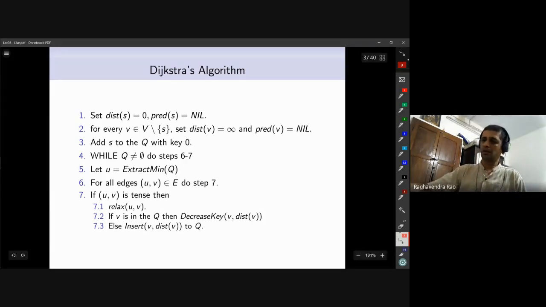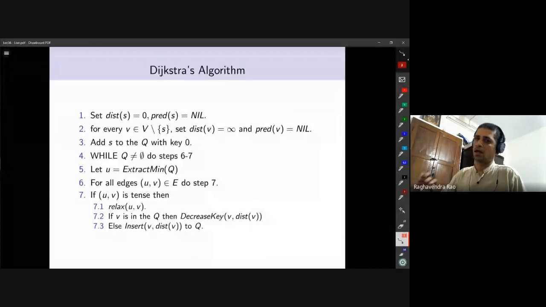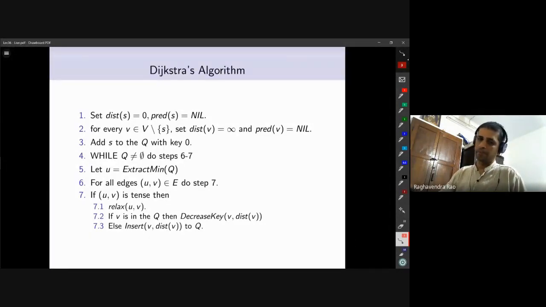By the way, just one note. This is pronounced as Dijkstra. The ij is pronounced as y. Many people tend to pronounce it differently, which is not correct. The ij is y.